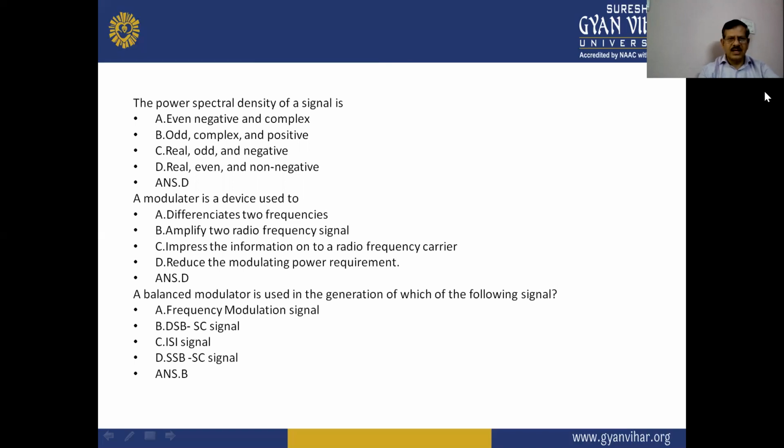Next, a balanced modulator is used in the generation of which of the following signals? Option A, frequency modulation signal; option B, DSB-SC signal; option C, ISB signal; option D, SSB-SC signal. The correct answer here: the balanced modulator is used in the generation of double sideband suppressed carrier. So the correct answer is B.